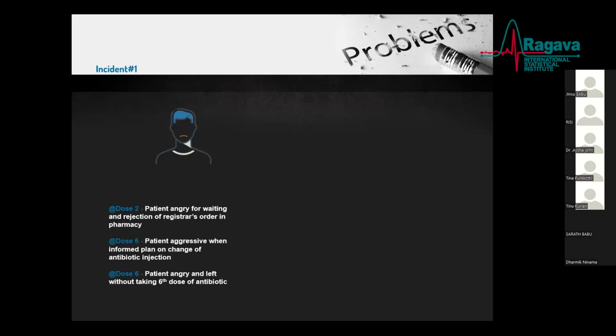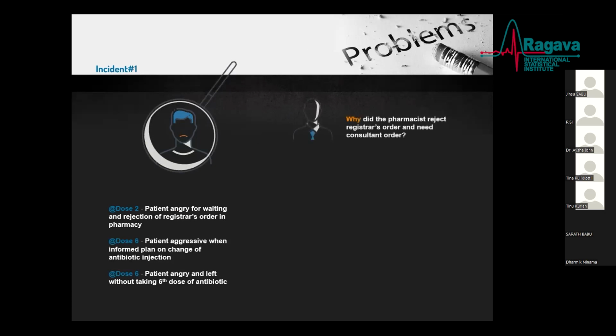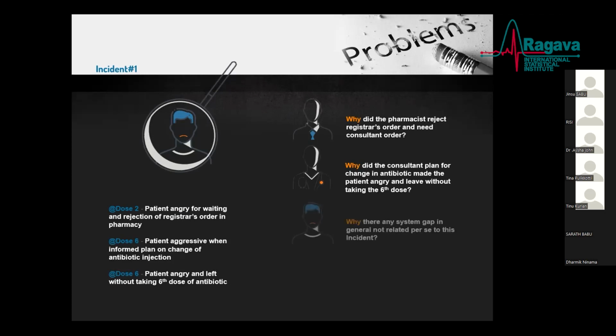So when the incident came, it just came as the patient was violent because the patient was not ready to comply with hospital policies. But actually, with investigation, why did the pharmacist reject the registrar's order? Why did the consultant's plan for change in antibiotic make the patient angry? Or was there any system gap in general, not related per se to this incident?